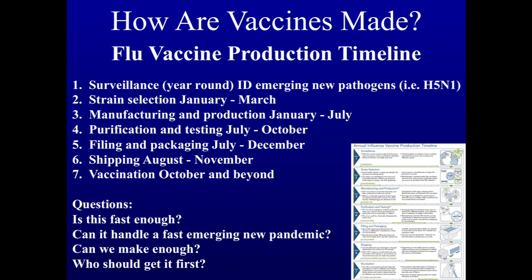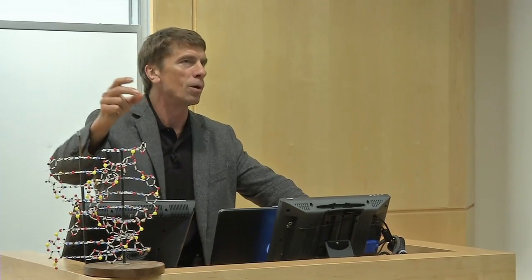But just for now, the flu vaccine, how is it actually done? Well, there's surveillance year-round into the emerging new pathogens, particularly the viruses that cause influenza, and they're designated by an H number, N number, according to these two proteins that are defining the subtype of influenza virus. It's the hemagglutinin protein that stands for H and the neuraminidase protein that defines the N. And these are highly mutable.